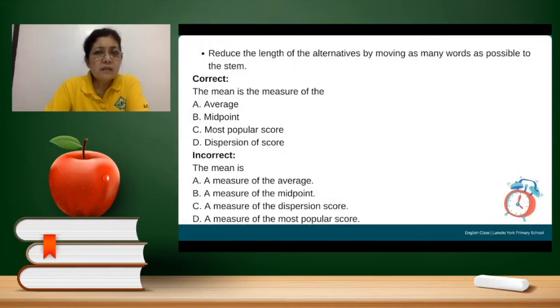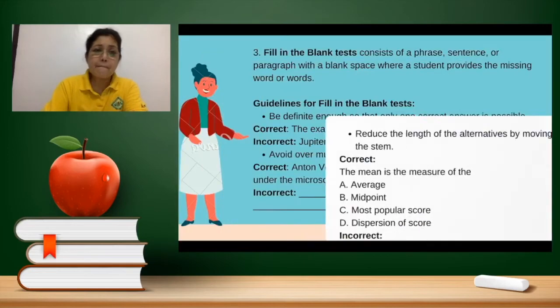Reduce the length of the alternatives by moving as many words as possible to the stem. So instead of repeating "a measure, a measure, a measure" in every option, make it a point that the mean is the measure of average, midpoint, most popular score, or dispersion of the score. Do not repeat many words that are being repeatedly used in the options; just include them in your stem.